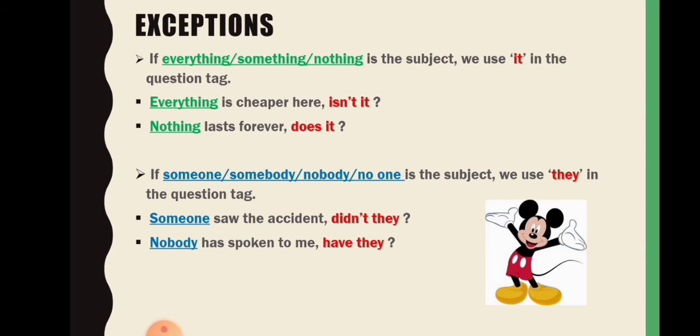If everything, something, or nothing is the subject, we use it in the question tag. For example, everything is cheaper here, isn't it? Nothing lasts forever, does it? And then if someone or somebody or nobody or no one is the subject, we use they in the question tag. For example, someone saw the accident, didn't they? Nobody has spoken to me, have they?